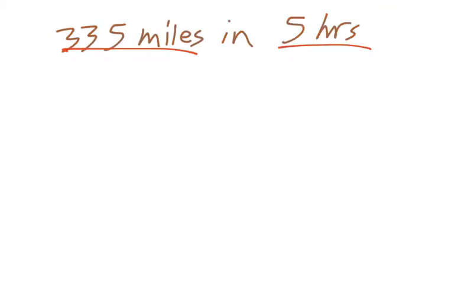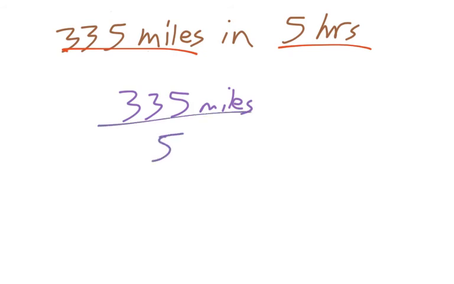So let's say we have 335 miles in 5 hours. We could actually figure out how fast this person is going, or this speed per hour. So let's divide 335 miles by 5 hours. You might use your calculator for that. But when you divide 335 by 5, you should get 67 as your answer.